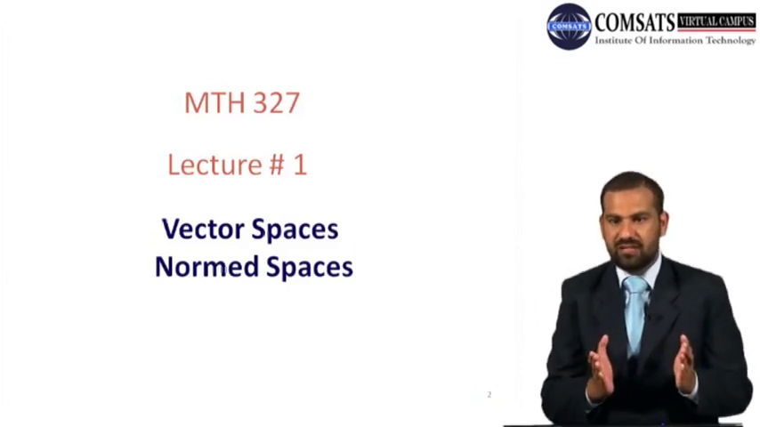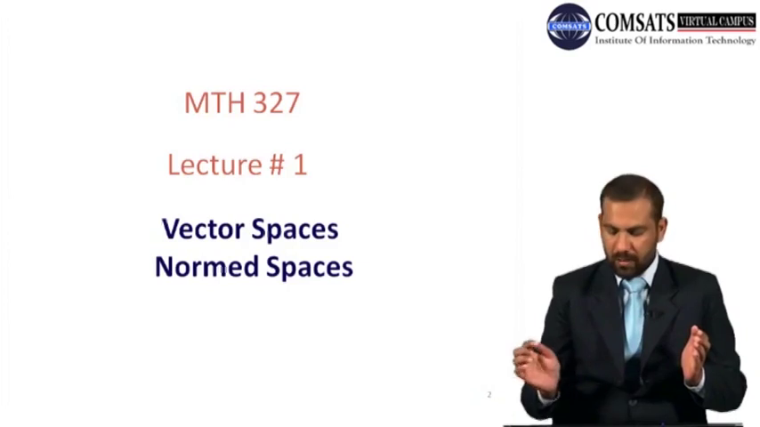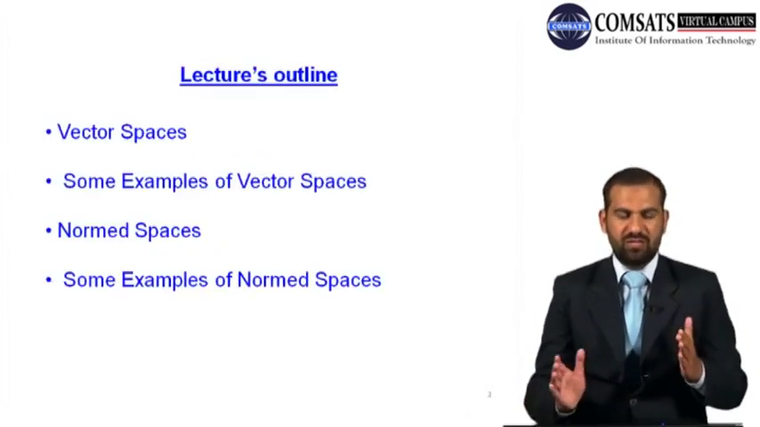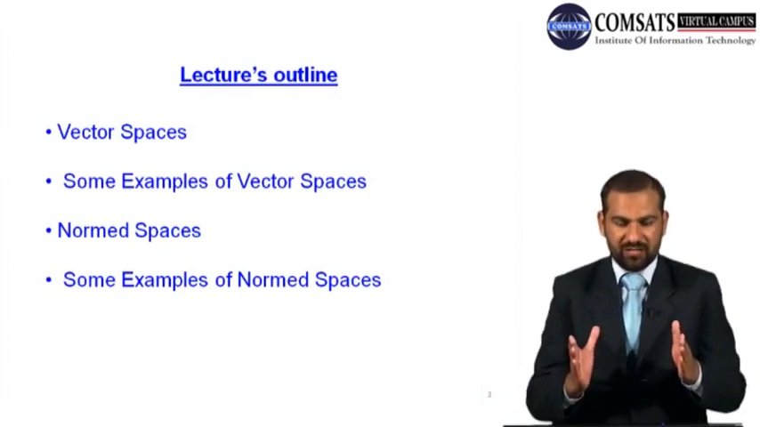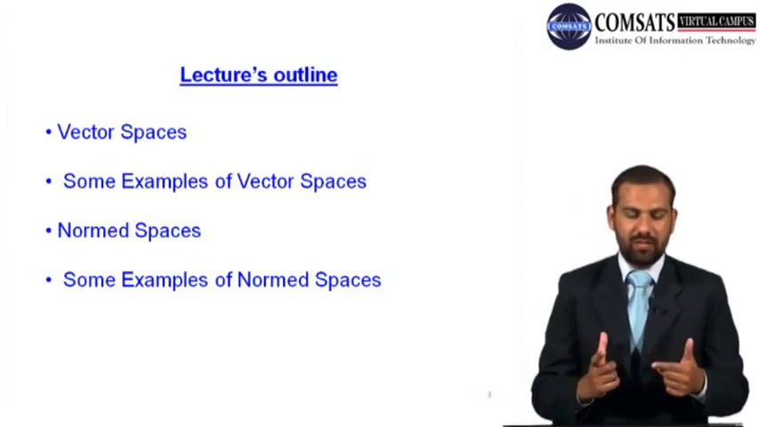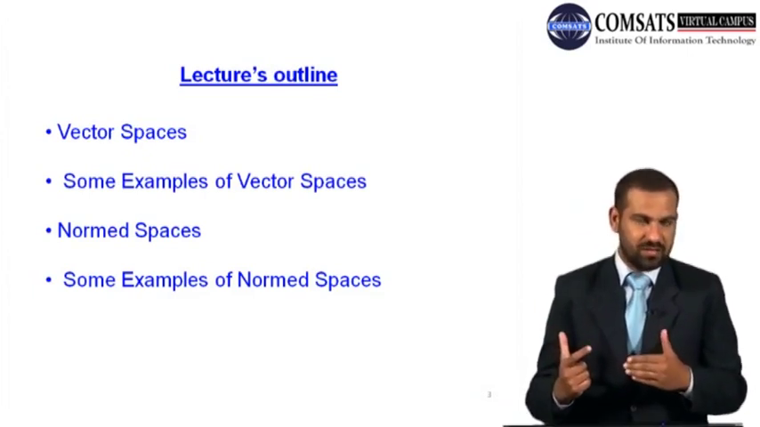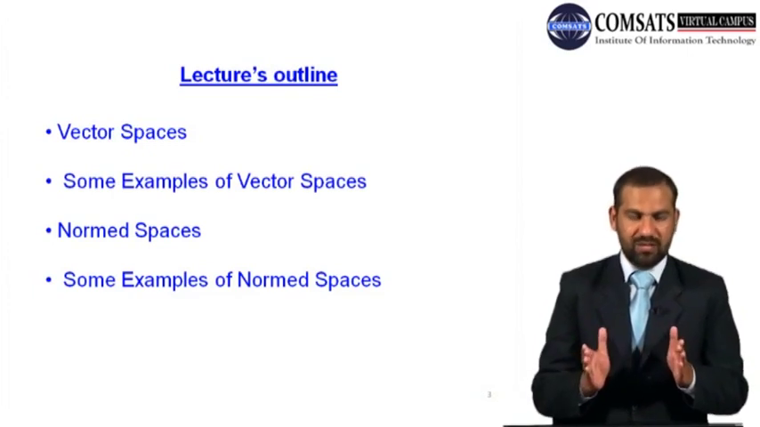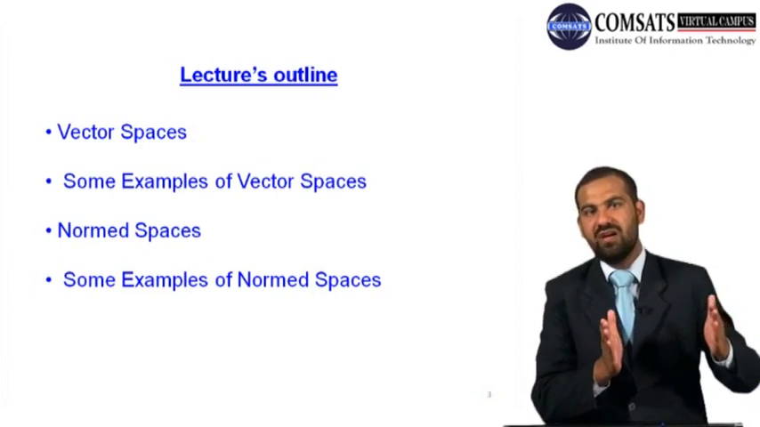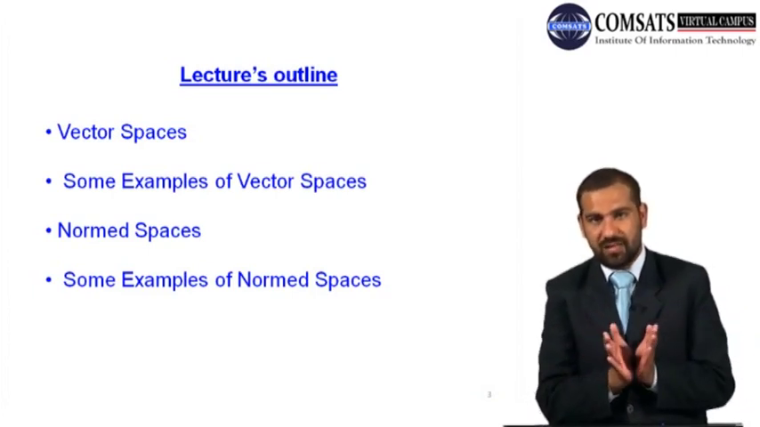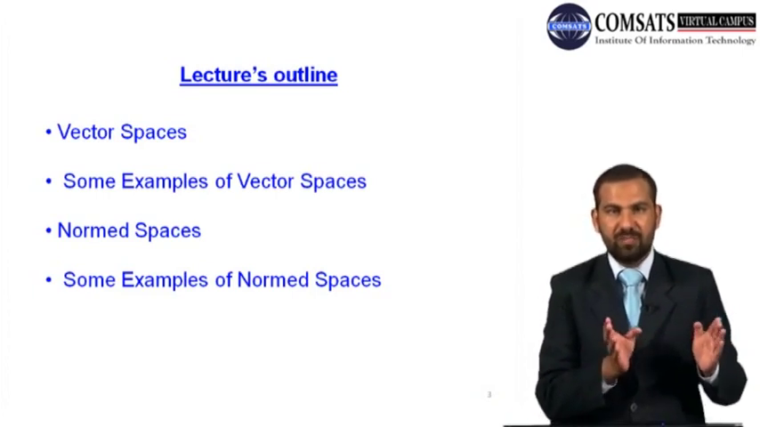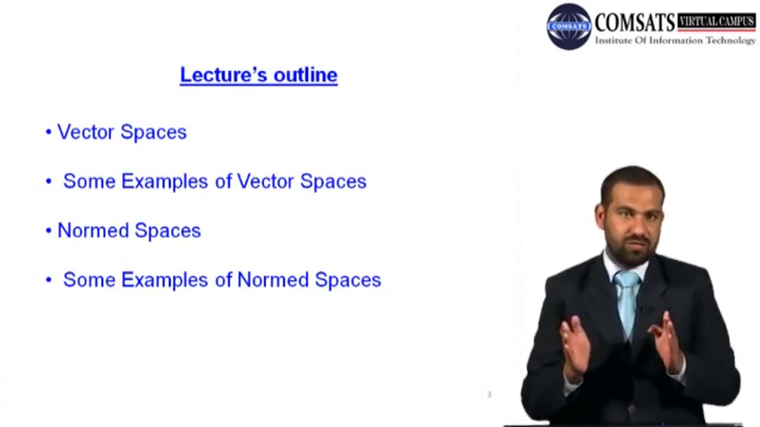So after describing the sets, we must ask about the space. The contents of our lectures are vector spaces and norm spaces. There are some examples and applications we shall discuss later. But first of all, about the space. Like I described about the sets, a collection of well-defined and distinct objects, but a space is something more than a set. Every space is a set. But how general is a space?